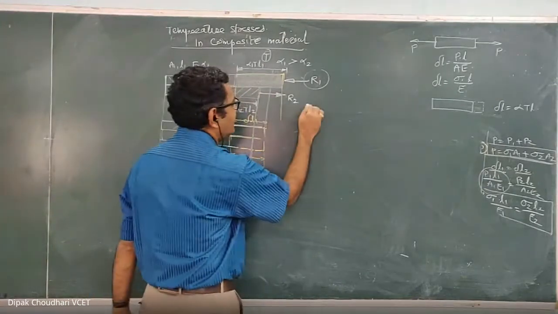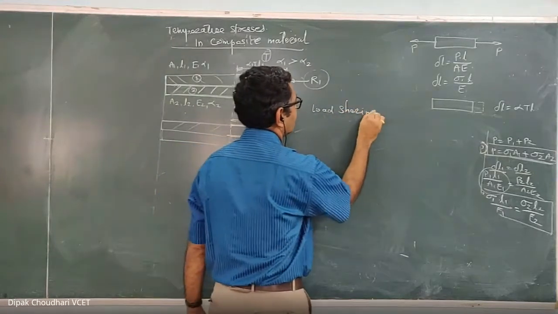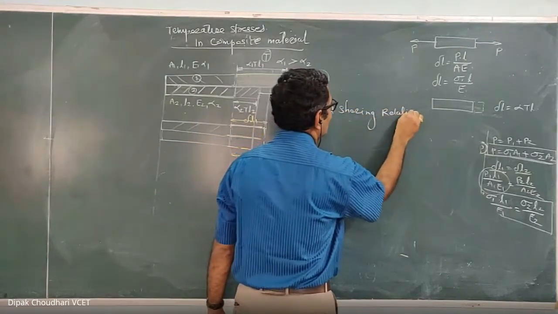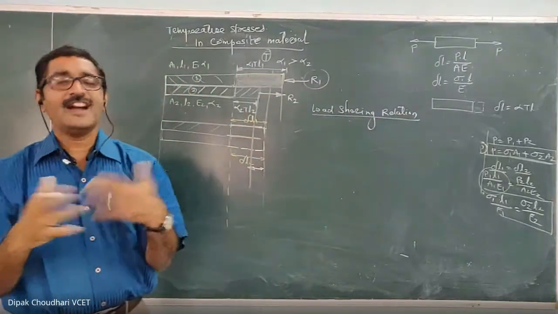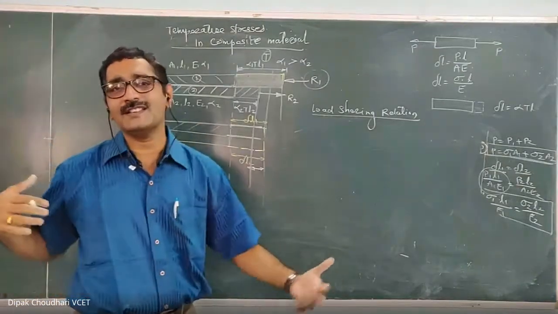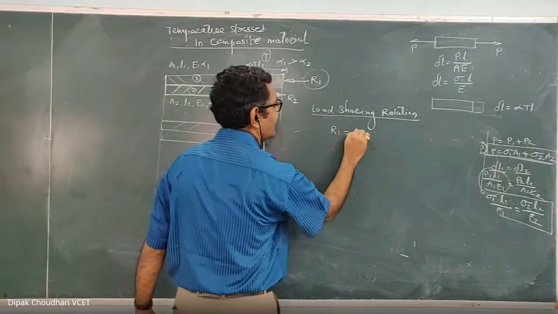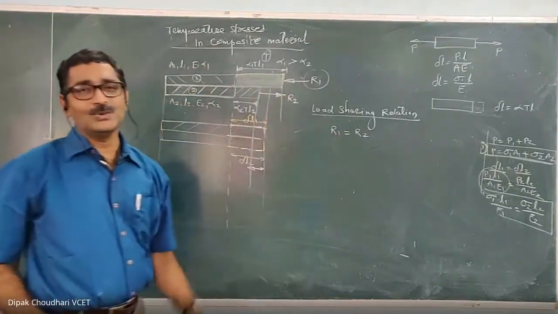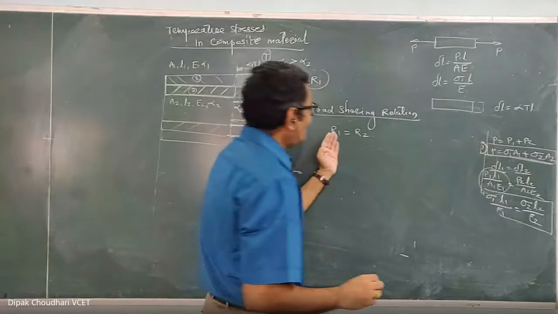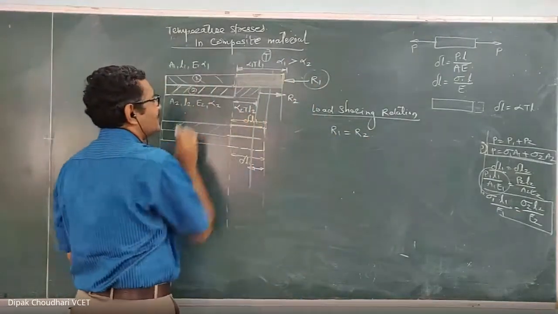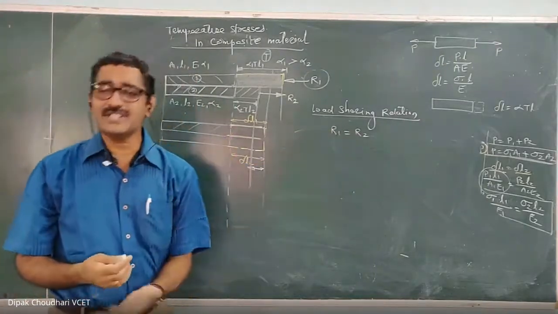While solving this, first you have to write down the load sharing relation. Actually, in this case, the load sharing is nothing but the reactive force exerted by these two materials on each other. And according to Newton's third law, the reactive forces exerted by the two materials on each other are always equal. Therefore, the load sharing relation I can write down is R1 equal to R2. The two reactive forces will remain the same. Now, actually, R1 and R2 are responsible for inducing the stresses, and these stresses are known as temperature stresses because R1 and R2 are induced because of the change in temperature. Clear?